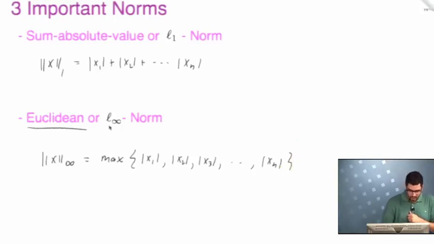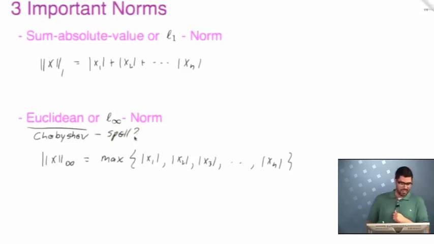It's not the Euclidean norm, it's known as the Chebyshev norm. I probably spelled that wrong, but let's assume I can't spell. As I said, the Euclidean norm is the L2. Okay, I hope that was a good refresher for you, and see you next time.